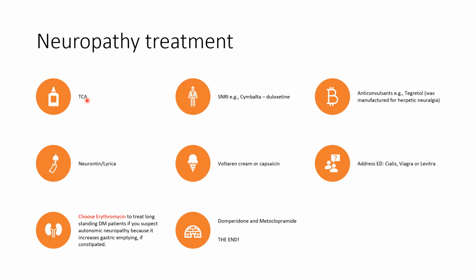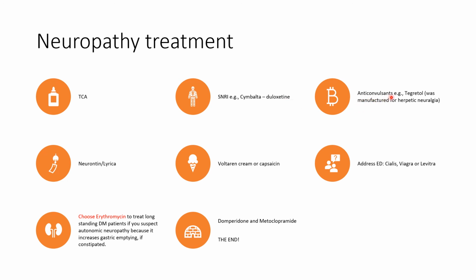But let's remember, we may run into serious cardiovascular problems, and remember anticholinergic effects when you are going for tricyclic antidepressants. The same anticholinergic effect could be seen in selective serotonin reuptake inhibitors also. So you can use serotonin norepinephrine reuptake inhibitors like Cymbalta, that is duloxetine. You can check my channel for that. I have a full presentation on that as well.